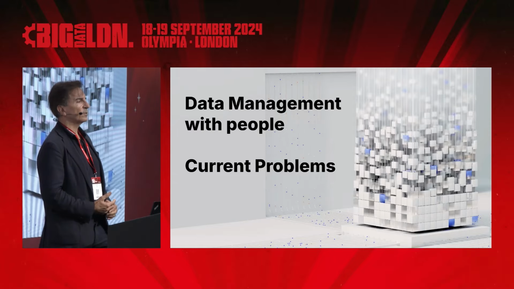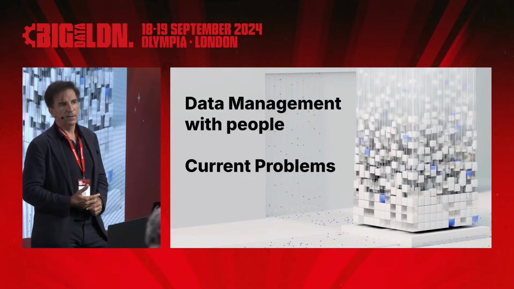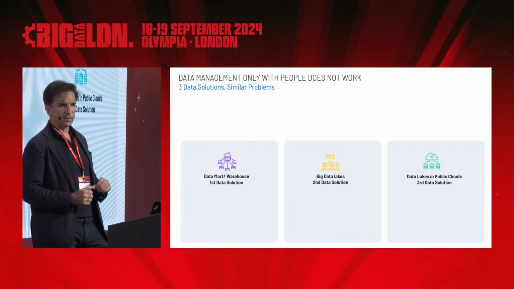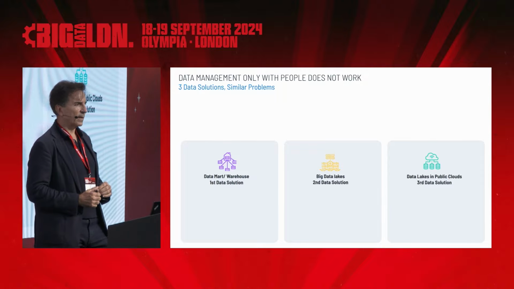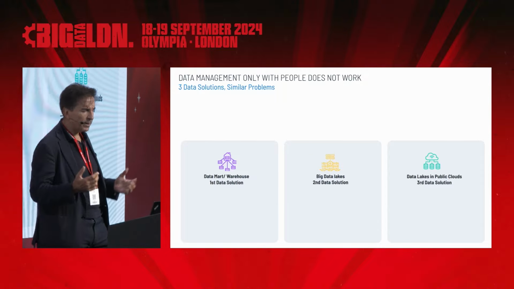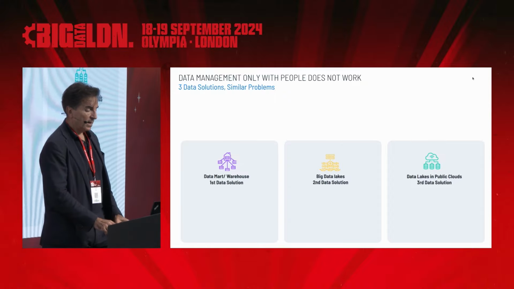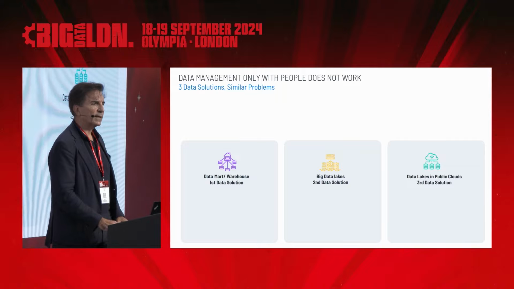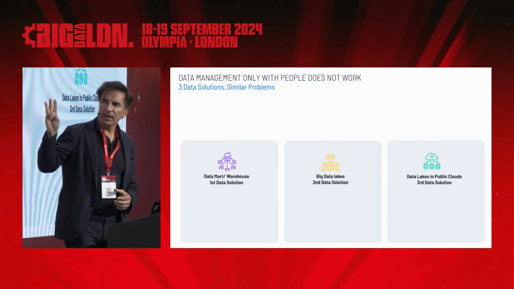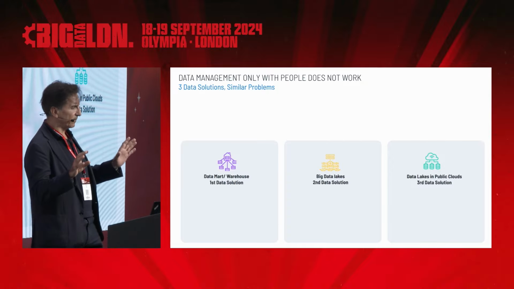How are we helping all these customers? Well, first to explain the problems. How are you managing data right now? Mainly, there are three solutions. We are managing data with data warehousing, on-prem, public cloud, whatever. We are managing data with big data lakes. And we are managing data with data lakes in the public clouds. So three solutions, with the same problems.